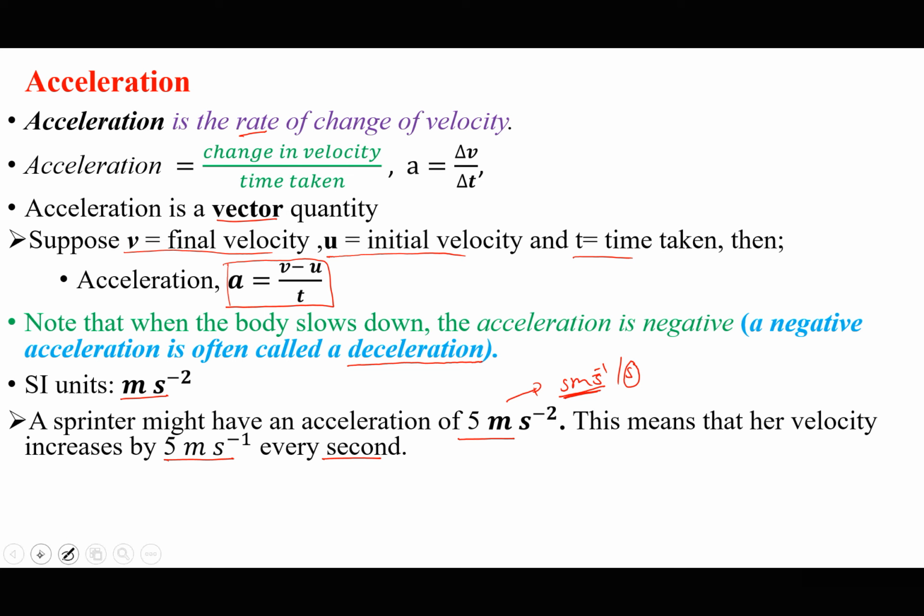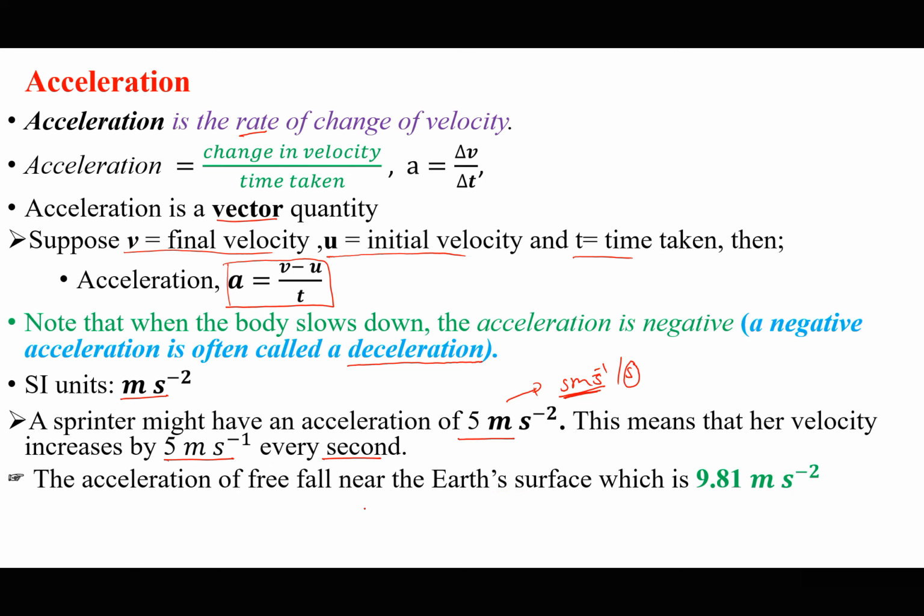And the acceleration of free fall near the Earth's surface is 9.81 meters per second squared, and we are aware of this. It means if air resistance is negligible and an object is falling, in every second, the speed of the object increases by 9.81 meters per second. That is acceleration.